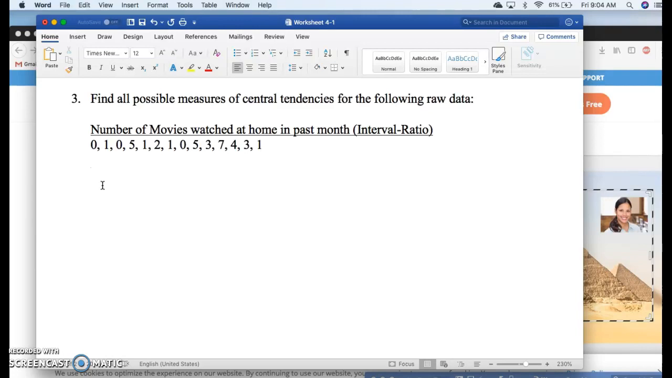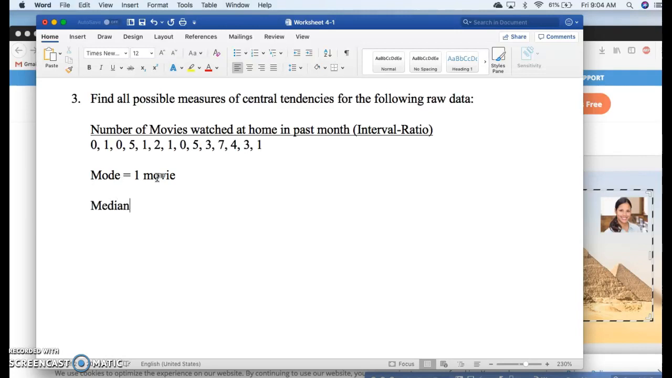So let's get started. We know that we can calculate the mode, and we can calculate the median and the mean. Let's start with the mode. This is the score that appears the most often. So let's take a look, and it appears that 1 is going to be our most popular answer. It appears more often than any other score, so our mode is 1 movie.